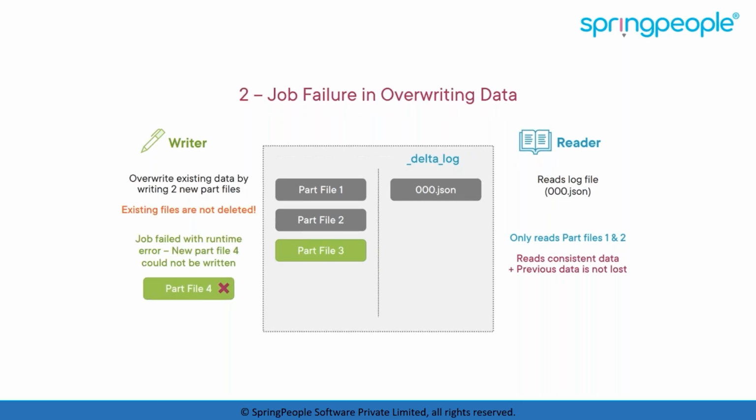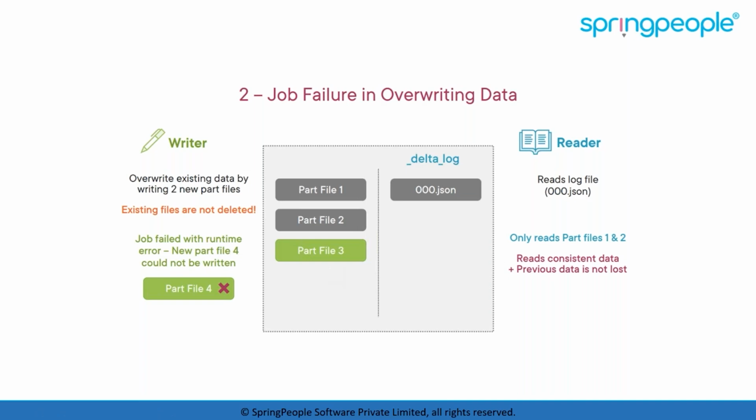Second example, job failure when trying to overwrite the data. In Delta Lake, previously what we discussed with Data Lake is the old files will be deleted and new files will be overwritten. Here, the existing files will not get deleted. So same, I have part 1, part 2, and we have a log for it. And whenever you are performing an operation with part 3 and part 4, unfortunately, it fails in the middle.